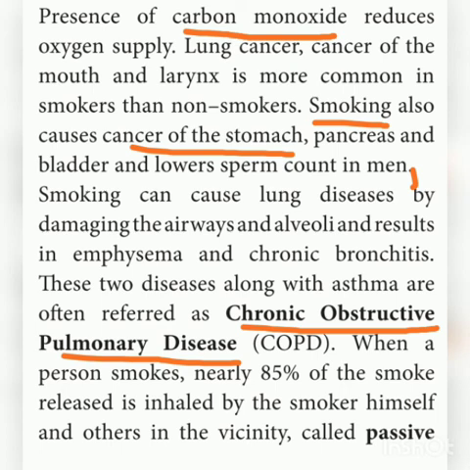And the last one is COPD. What is COPD? Chronic obstructive pulmonary disease. When emphysema and chronic bronchitis occur together along with asthma, that is called chronic obstructive pulmonary disorder. So smoking can cause lung diseases which damage the airways and alveoli and result in emphysema and chronic bronchitis. These two diseases along with asthma are often referred to as chronic obstructive lung disease.